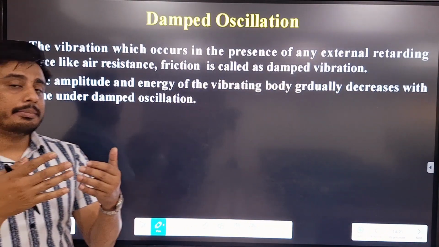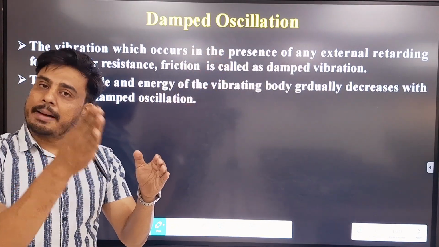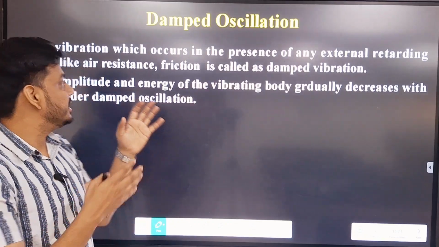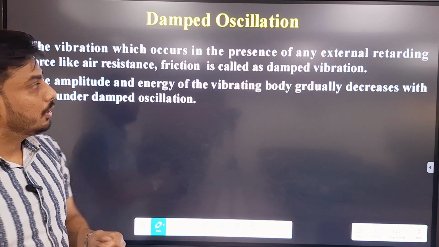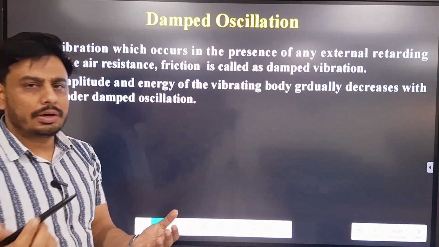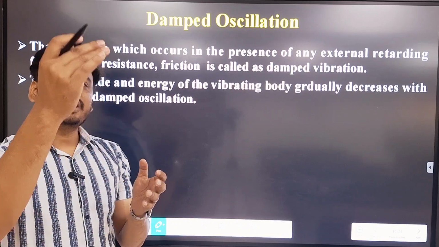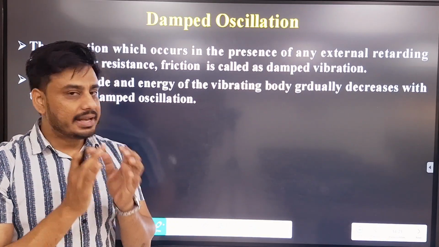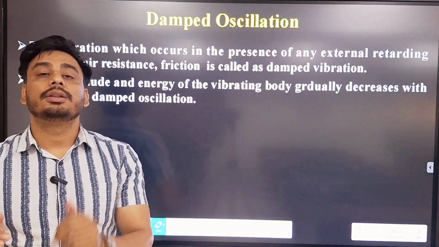From the name you can now identify what damped is. Free is in the absence of any retarding medium, but when the body vibrates in the presence of some retarding medium, that is said to be damped vibration. Retarding mediums are like air resistance and friction. If retarding mediums are there, there will be a decrease in amplitude and a decrease in energy. In the damped case, you can always observe a decrease in amplitude as well as energy.